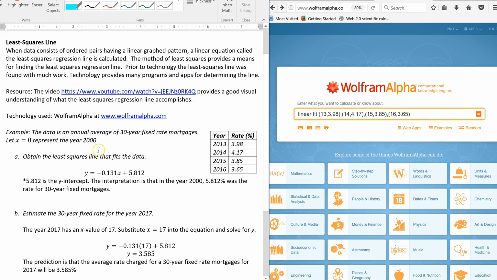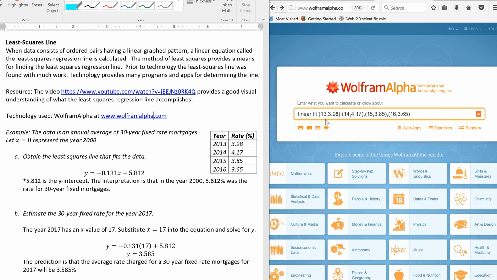Okay, once I have my data, and I've determined that the left column in this case is going to be x, since the directions tell me that, and that the rate is going to be y, I come over to Wolfram Alpha or another piece of technology. With Wolfram Alpha, I need to tell the app what to do. So I write linear fit, which tells the app to find the linear regression line. And then I write each ordered pair using parentheses.